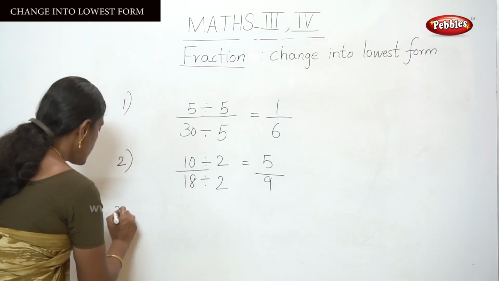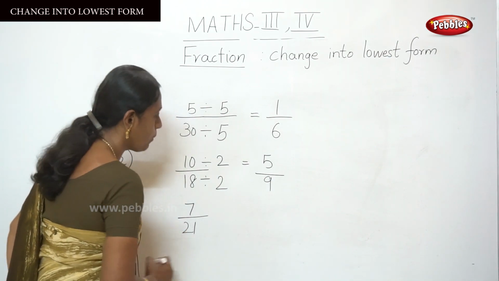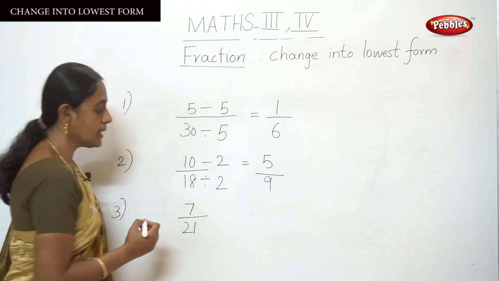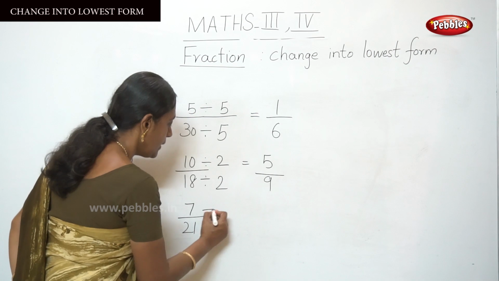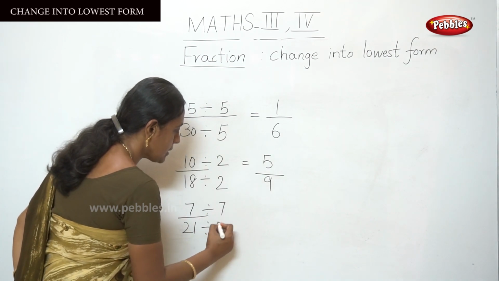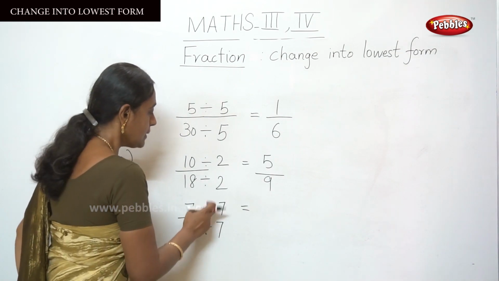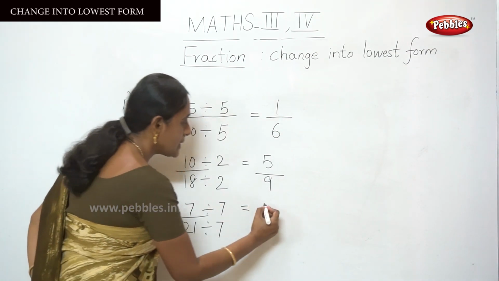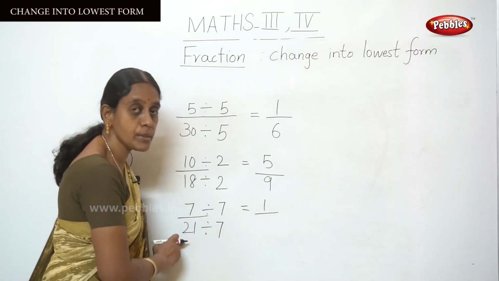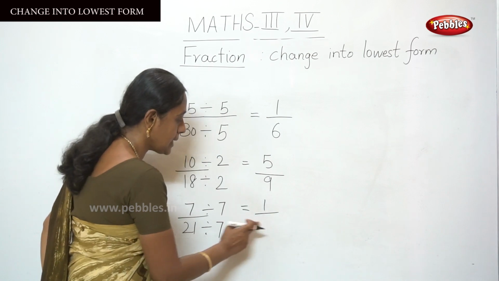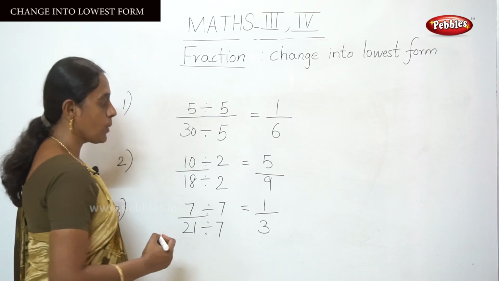Okay, one more sum for you, that is 7 by 21. You have to get the number from the table, that is the 7 table. Divide by 7, and here also divide by 7, with the same divisor. Say the table: 1 7 is 7, and by saying the 7 table up to the number 21, 3 7s are 21. So 1 by 3.